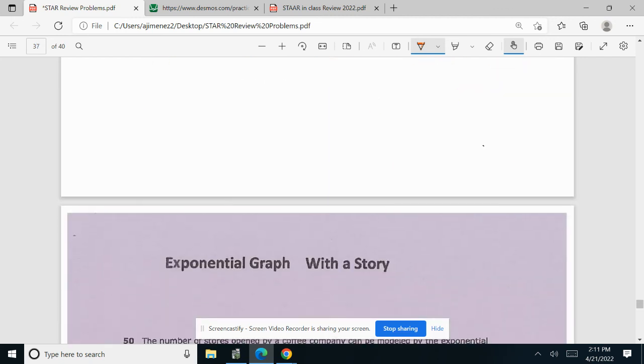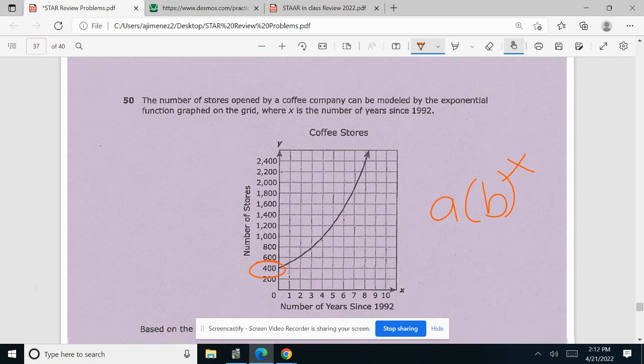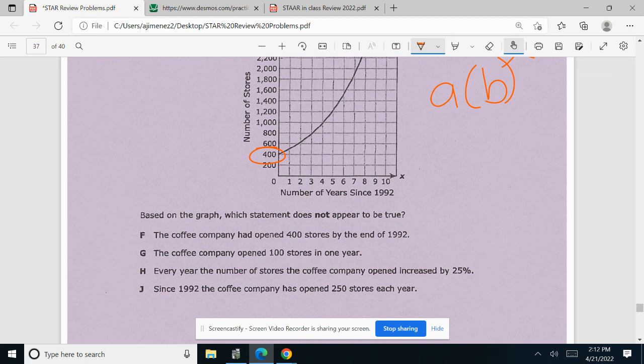All right, but always do the y-intercept first. That's the easiest thing to do. All right, exponential in a graph. Same thing. The formula is still a b to the x. A will always be your y-intercept, so that means it starts at 400. I look at my answer choices. It says that it had opened 400 stores by the end of 1992. Well, that's true because this is when it started in 1992, and the y-intercept is 400.